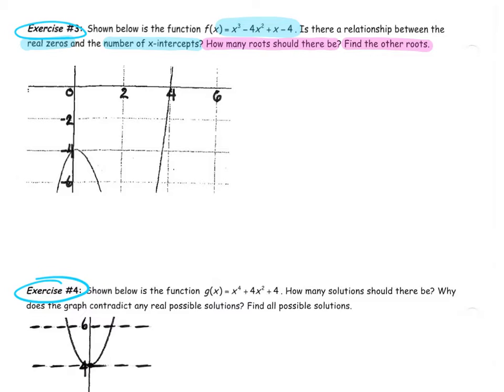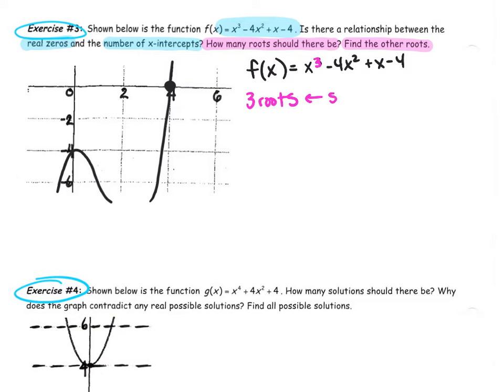Find the other roots. So we're given the polynomial. Now, I have f of x equaling x cubed minus 4x squared plus x minus 4. The degree here is 3, so I should have 3 roots total. But if I look at my graph here, I have 1 root. So this is what we should have, but in actuality, we have 1 real root.